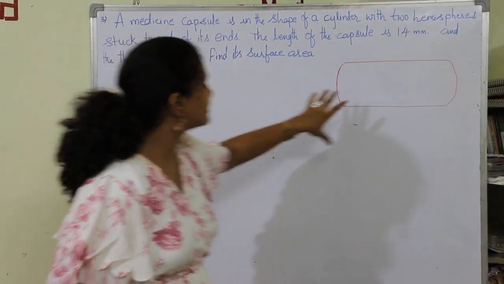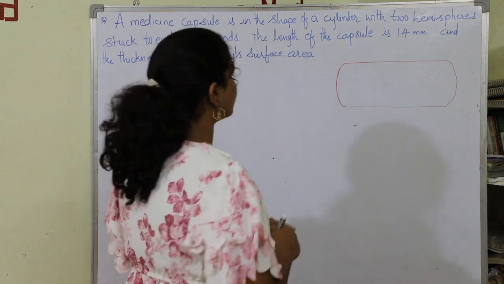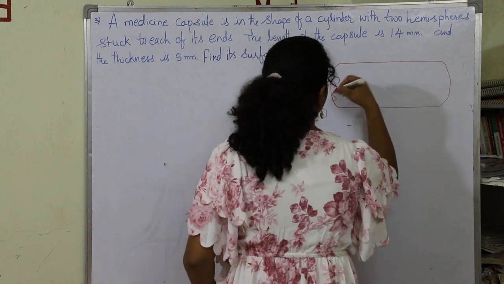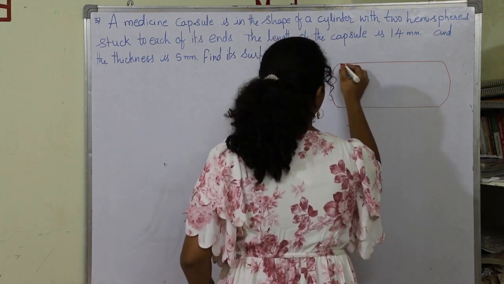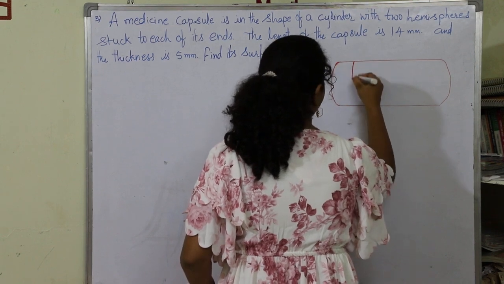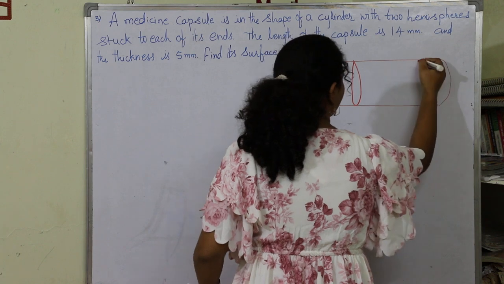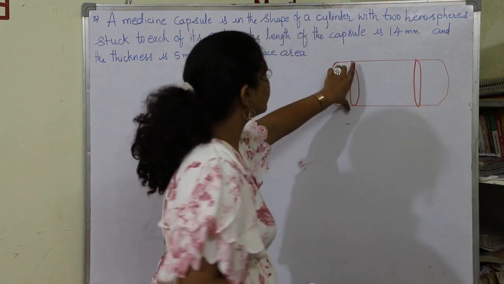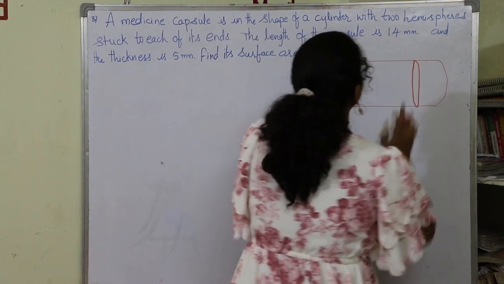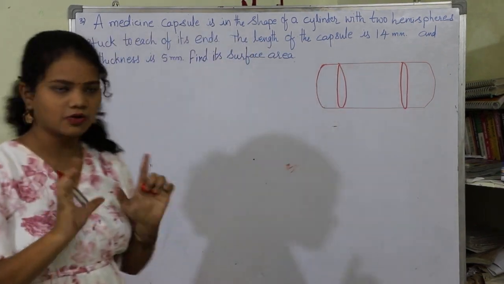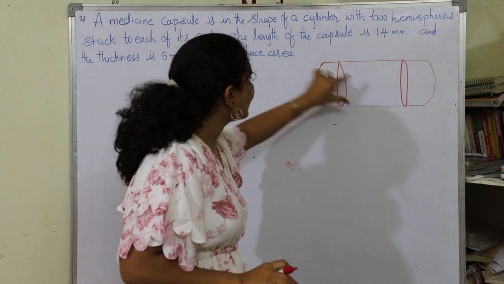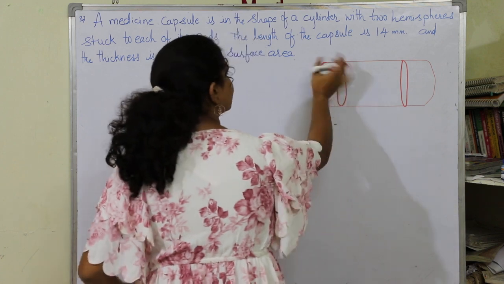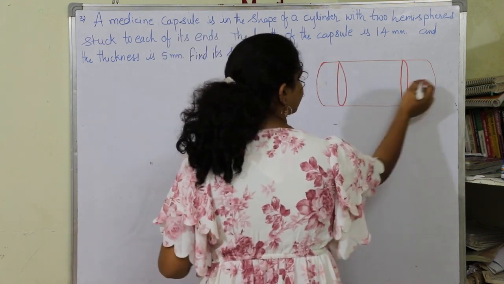So this medicine capsule is in the shape of a cylinder. You have a medicine capsule over here, which is in the shape of a cylinder. Let this be something like a cylinder shaped one. If you just take this part, you can see this part as a cylinder. And two hemispheres are stuck to each of its ends. So this will be the first hemisphere, this will be the second one.